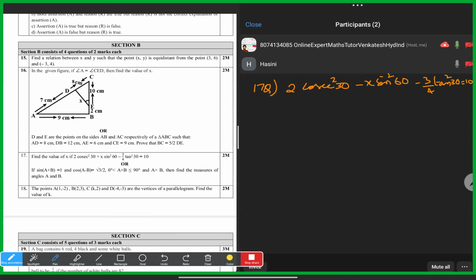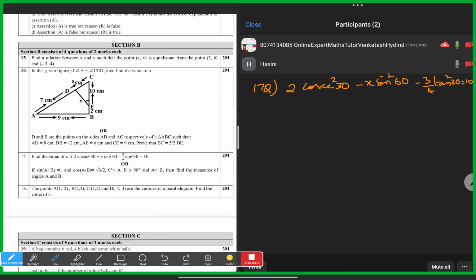Cosecant is the reciprocal of sine. Sine 30 is 1 by 2, so cosecant 30 will be 2 by 1, which is 2. Cosecant square is there, so 2 square, minus x into sine 60. Sine 60 is root 3 by 2, a value in the table that we need to remember. Sine square is there, so square it.